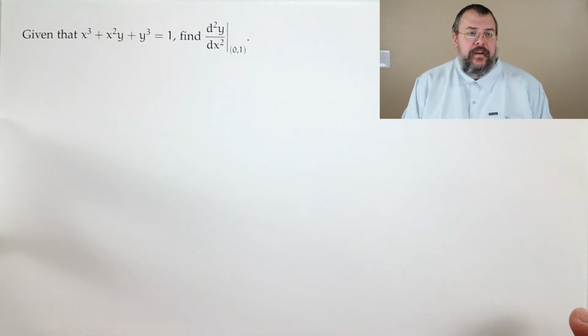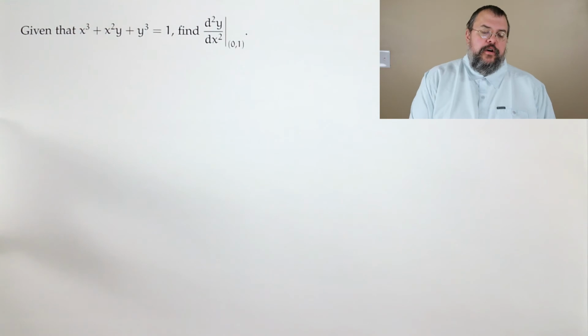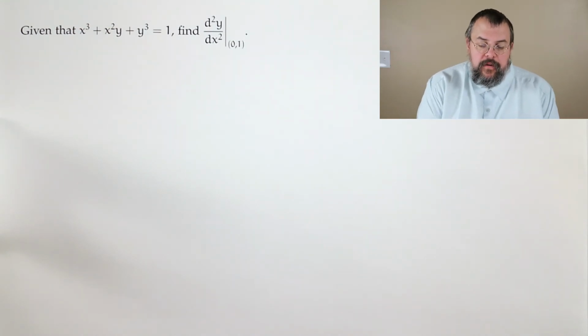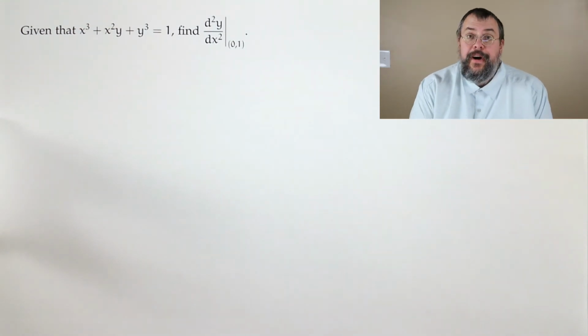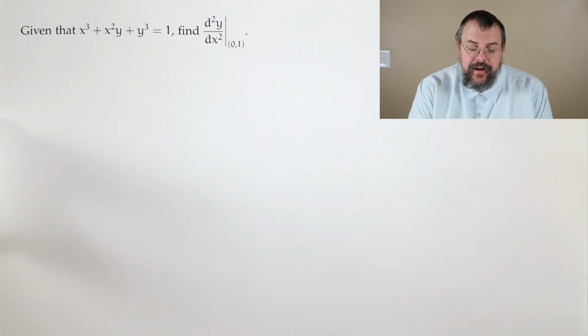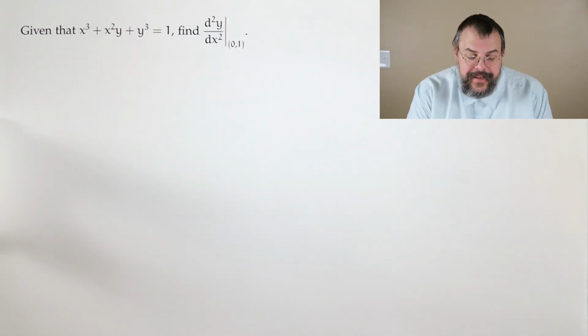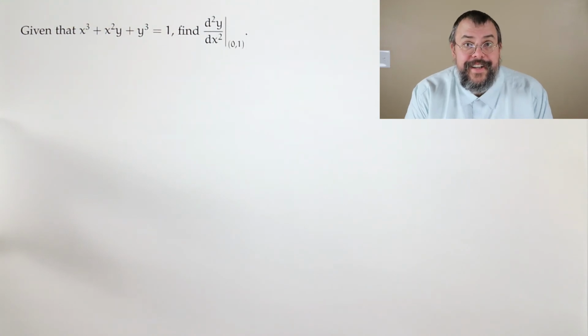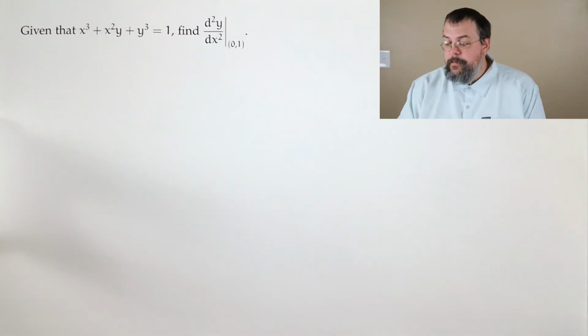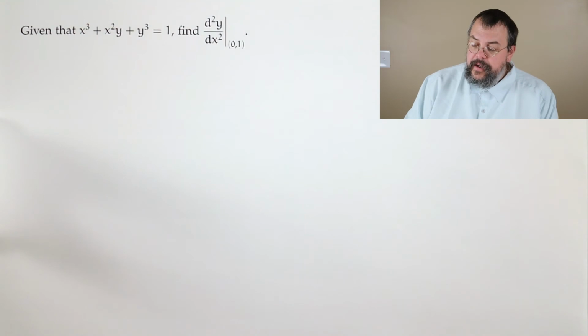Okay, so given that x cubed plus x squared y plus y cubed equals 1, we want to find the second derivative of y with respect to x at the point 0, 1. Okay. Wow. Well, let's do it. Hopefully, it's not so bad.